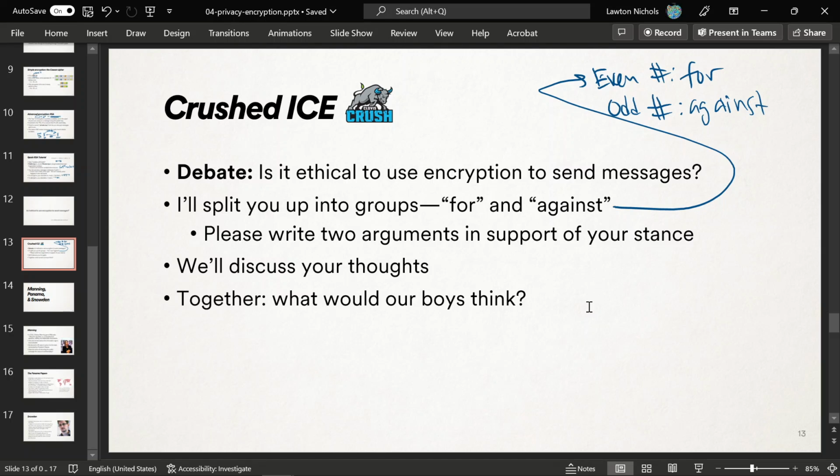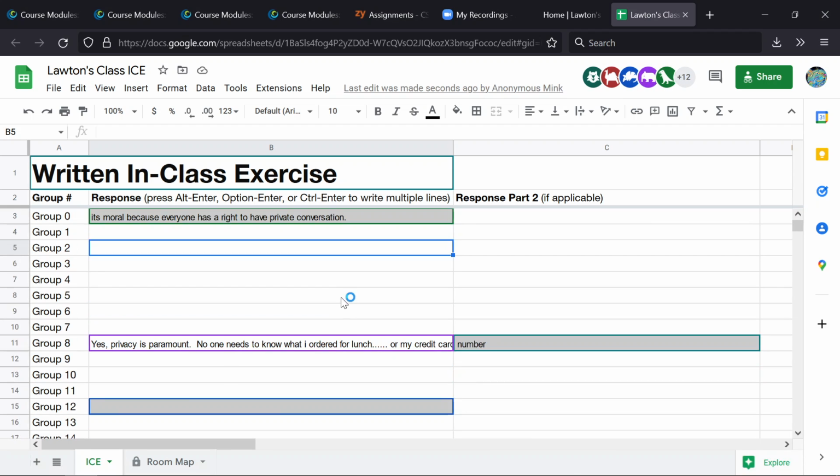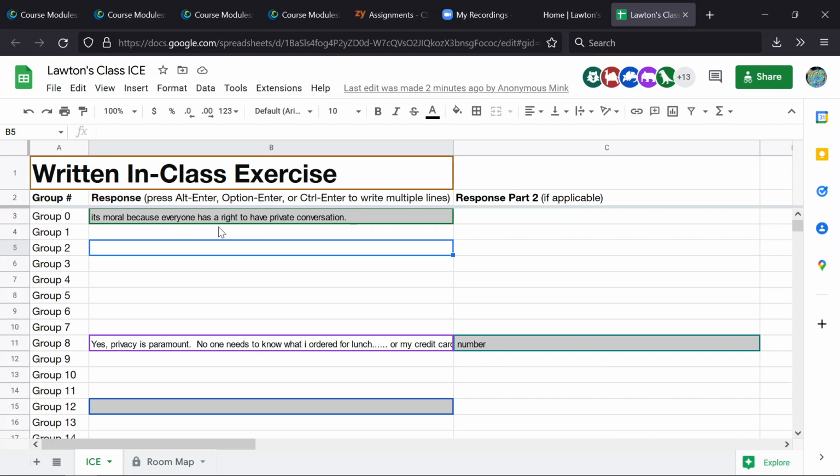All right, that's my timer. Let's come back. Let's see what we're thinking. Hopefully that was enough time to get some good arguments in. So very nice. All right, let's take a look at some even groups who are for encryption, some odd groups against encryption.